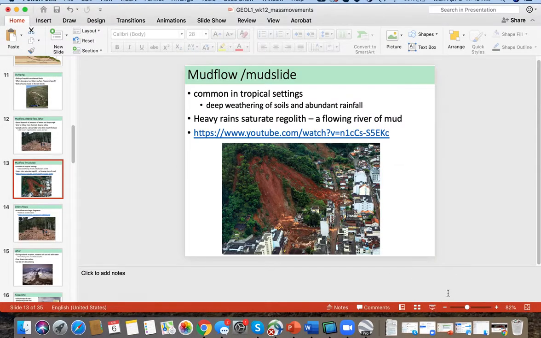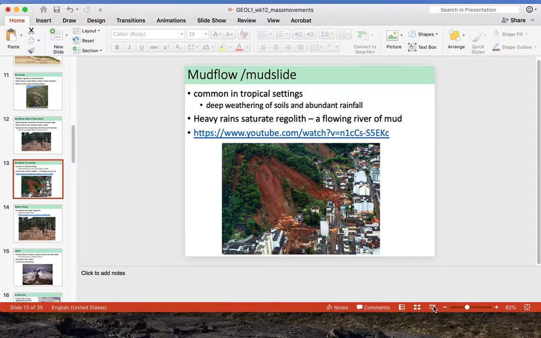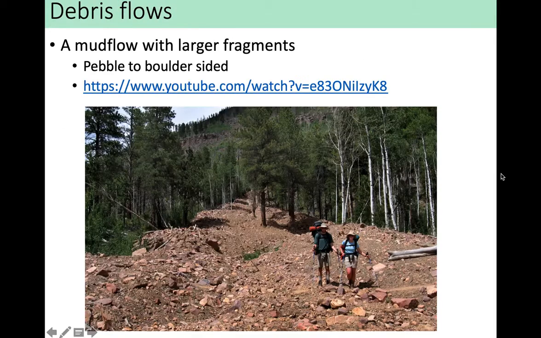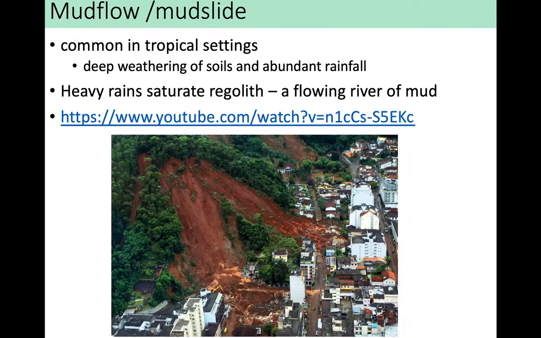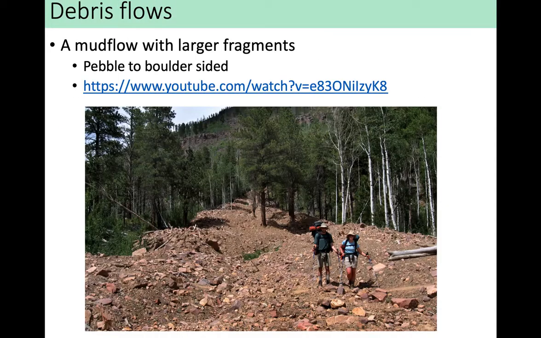So now let's talk about a debris flow. I'm telling you, I have a lot of videos today. They're just too cool to not look at. So a debris flow, this is pretty much the same thing. However, it has larger pieces of rock. So this is the same photo that I was showing before.